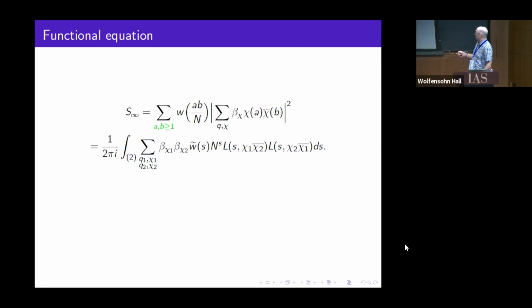Anyway, if you just square this thing out, you get this. You get your betas twice, you've got your family twice, and then take the Mellin transform. So you get your n to the s, w tilde of s, and your product of your two L functions.